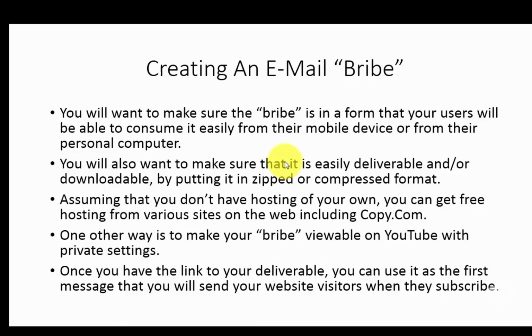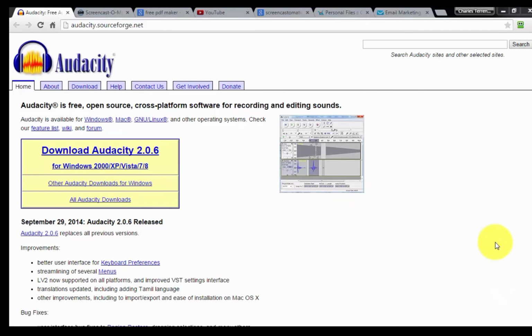Now, let's go through some of these basics on screen. We talked about creating an audio, and one of the best ways to do that is to use the free program that allows you to create audio from your personal computer. If you have a mic, you can record audio and deliver your tips that way and create an MP3 file. You'll need the program Audacity.